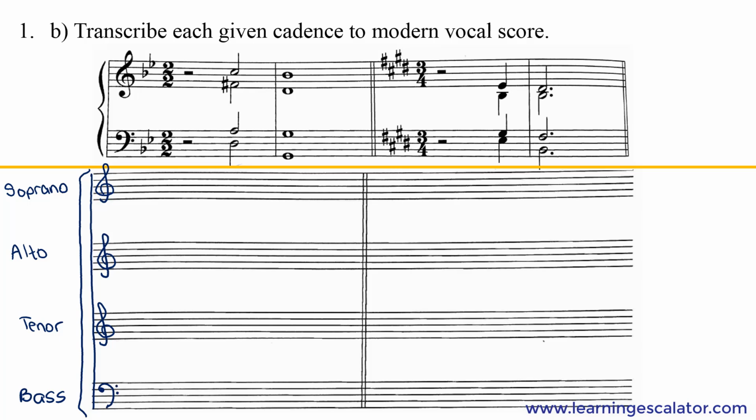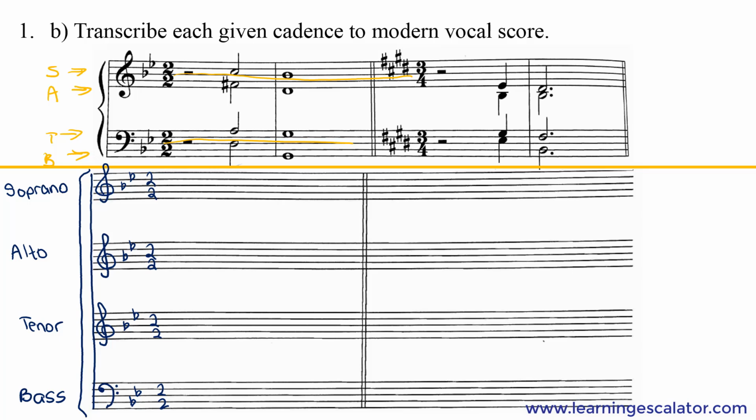Then we have to write the key signature. And then the time signature. Then everything above this line is, so this one is soprano, and this one is alto, and then there's tenor and bass. So first let's write soprano.